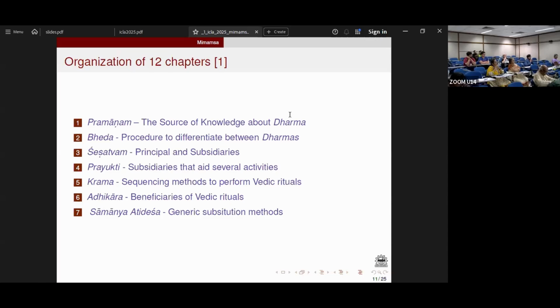Then comes the fifth one, which deals with Krama. When there are Vedic rituals or sacrifices to be performed, there are many activities and sub-activities to be done. So what is the order in which these have to be carried out? Sometimes the order may be as given in the text. Sometimes it may be different from what is given in the text. So how do I decide what should be the order? There are again rules in terms of how that is to be interpreted. That is dealt with in the fifth chapter.